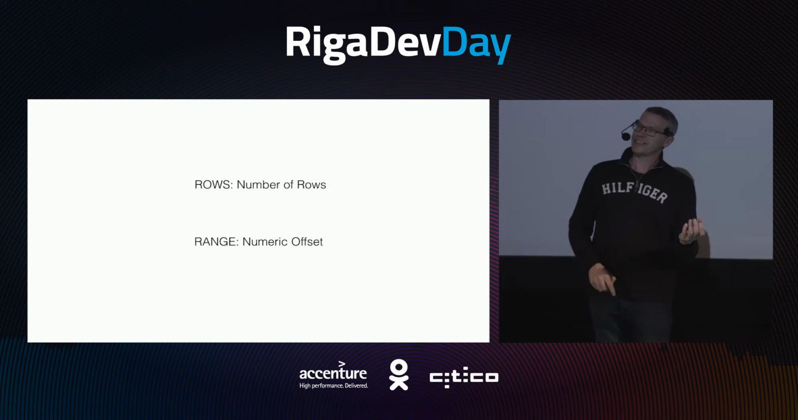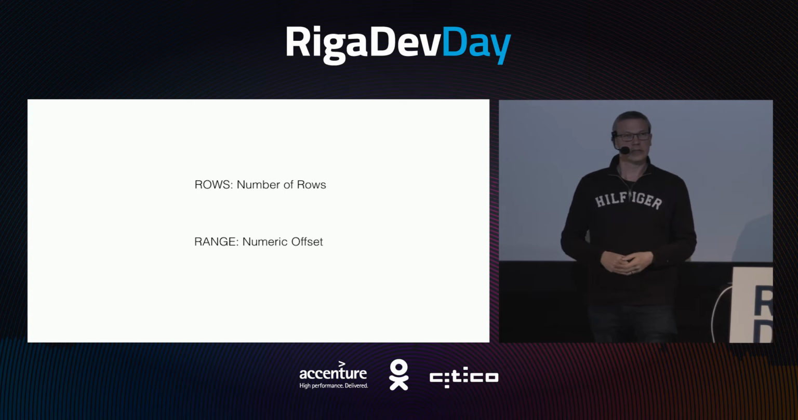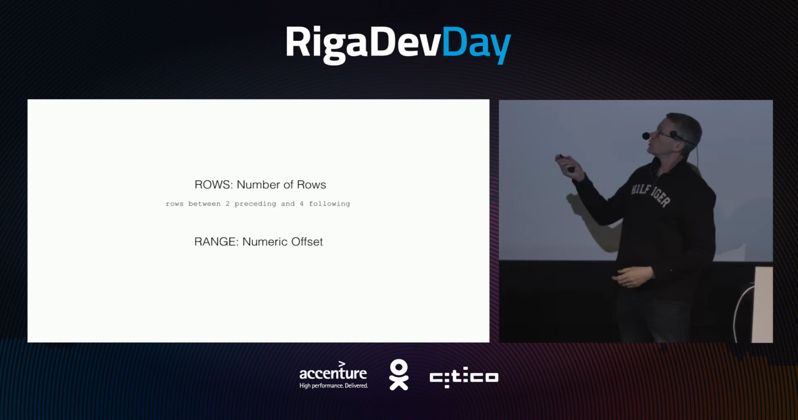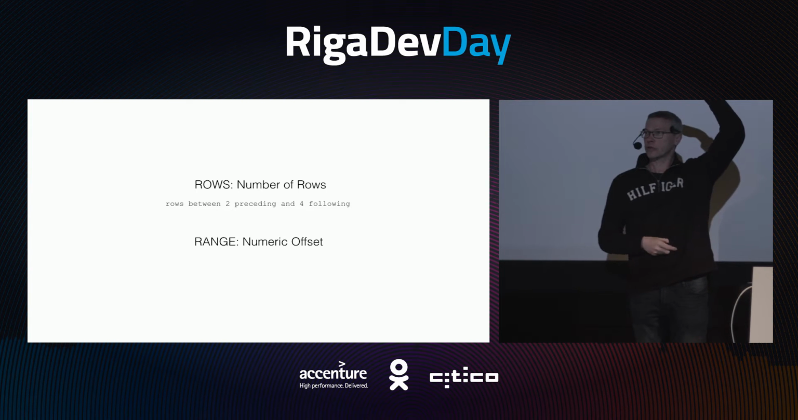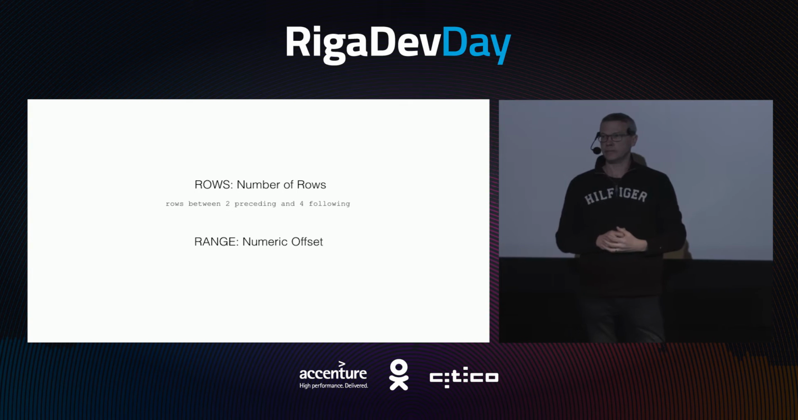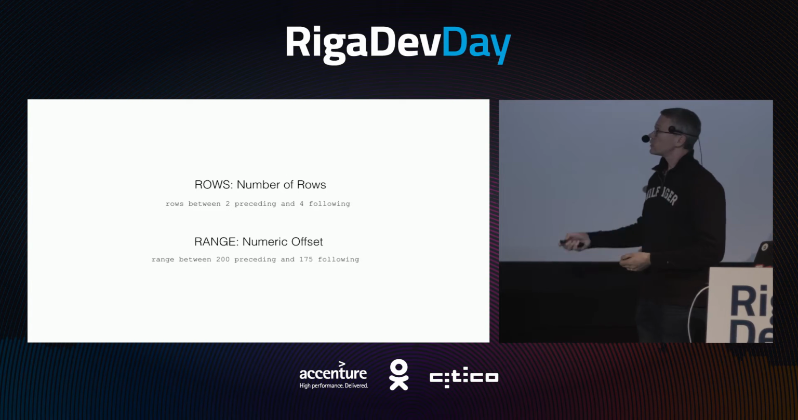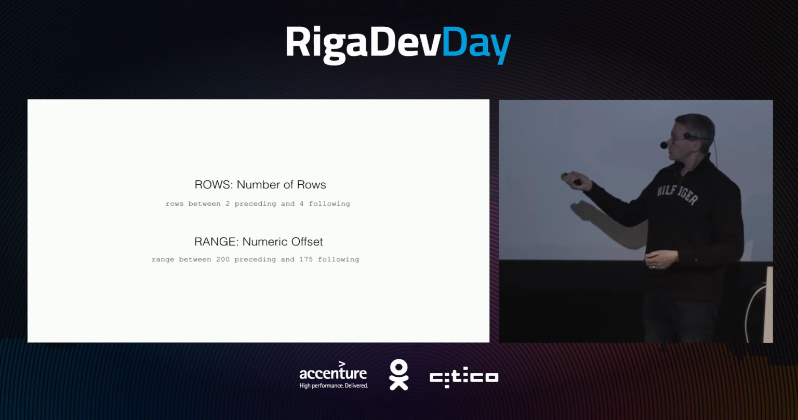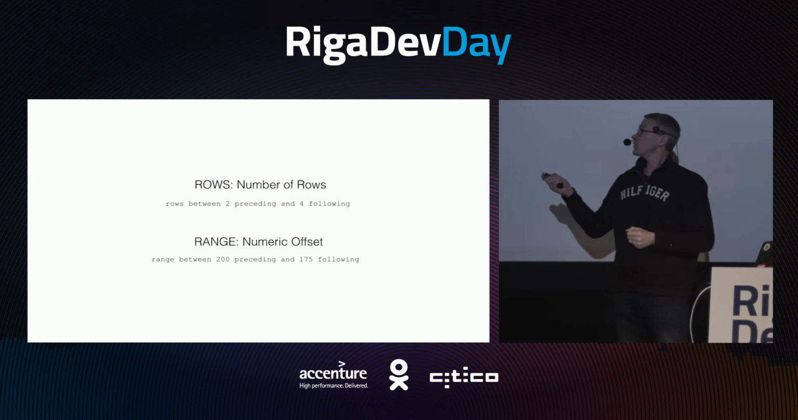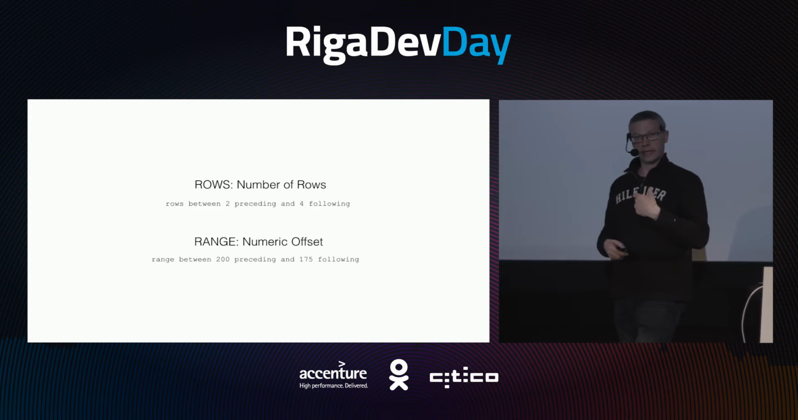And to make things a little bit more complicated, there are 2 flavors of windows. You have row windows, where you say, I want an offset of a number of rows, like rows 2 preceding, so before my current row, and 4 following, so after my current row. And you can also have a range window. The range window is most of the time variable. It's always going to be a numeric offset. The range is going to be 200 preceding, based on the value of my current row, and 175 following. So this works for numbers, but it also works for dates. The number of days ahead or days behind.